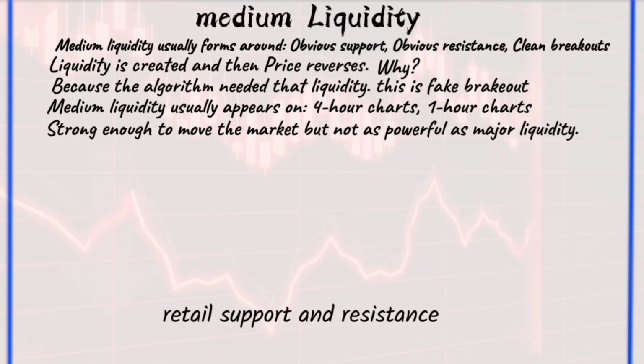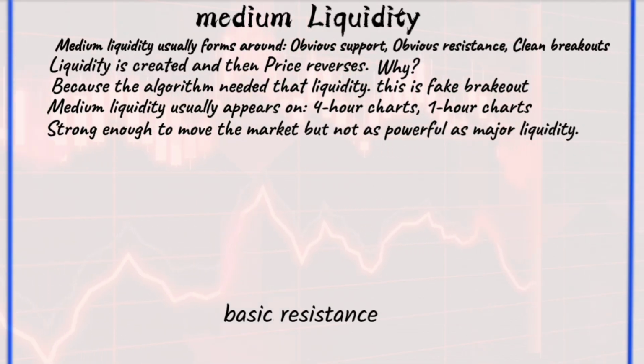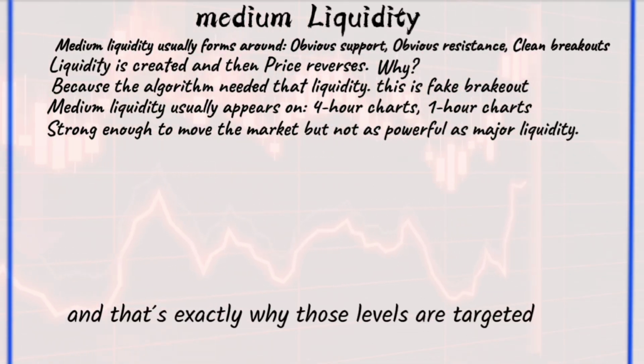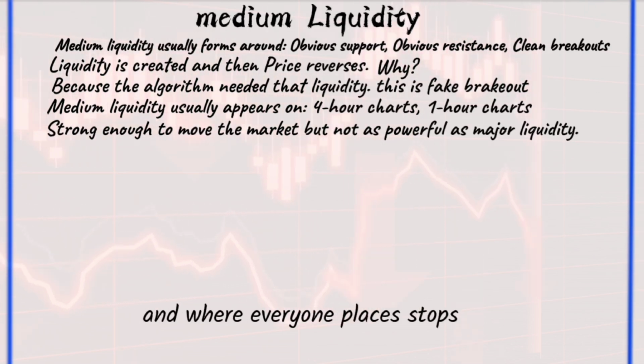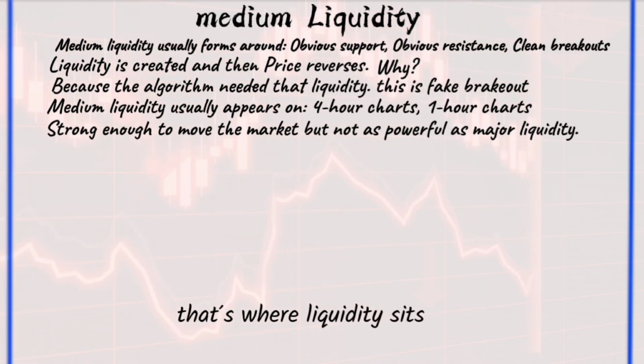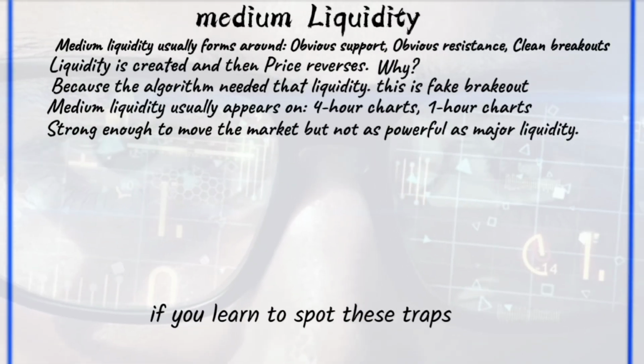Retail support and resistance. Retail traders rely heavily on basic support, basic resistance. And that's exactly why those levels are targeted, because everyone sees them, and where everyone places stops, that's where liquidity sits. Breakouts are not always real. They're just designed to trap you. If you learn to spot these traps, you stop chasing breakouts.